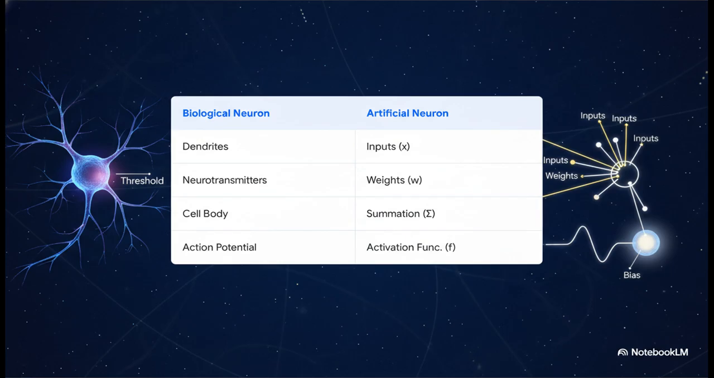A real neuron has a threshold. A signal has to be strong enough to matter. The AI has a bias, which is kind of like its starting mood. The cell body in the brain adds up all the signals. The AI does the same thing with simple math called summation. And finally, if the total signal is strong enough, the neuron fires. That's the action potential. In the AI, that final fire or don't fire decision is made by the activation function. You see? Every single piece has a direct mathematical counterpart.